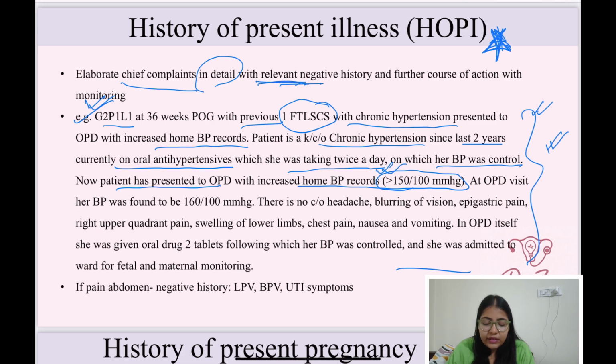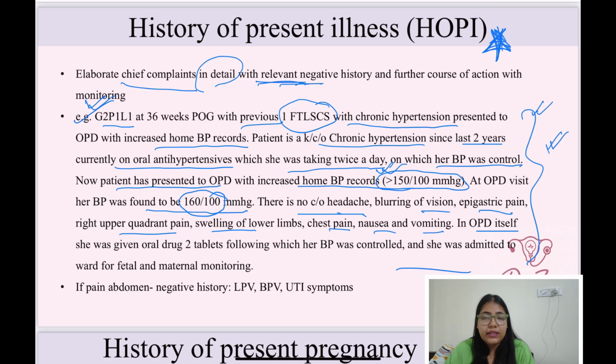At OPD visit, her BP was found to be this much, but now you give the relevant positive and negative history. This patient had no complaint of headache, blurring of vision, epigastric pain, right upper quadrant pain, swelling of limbs, chest pain, nausea, vomiting. In OPD itself, since the BP was this much, you had to manage it in OPD first. Now you cannot just leave this patient and send her, okay, you go to labor room. That may take time. You need to reduce the BP then only.